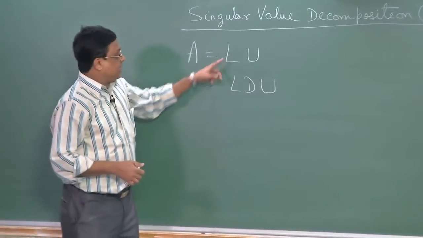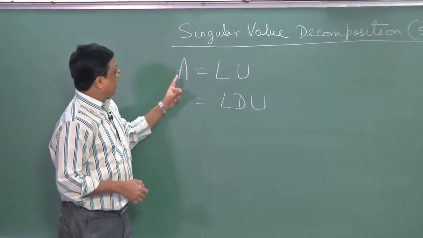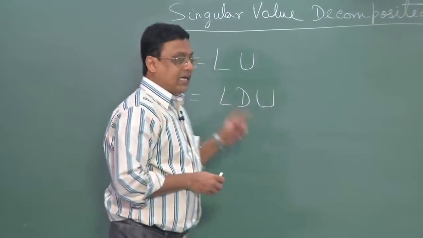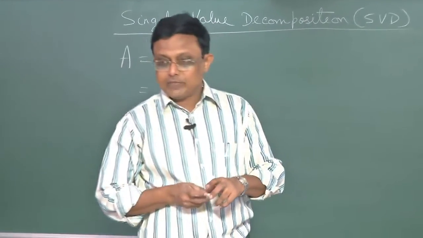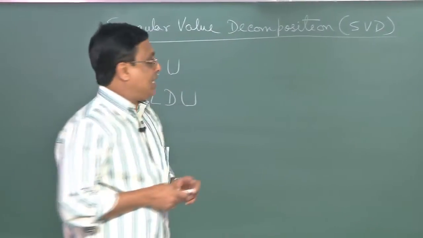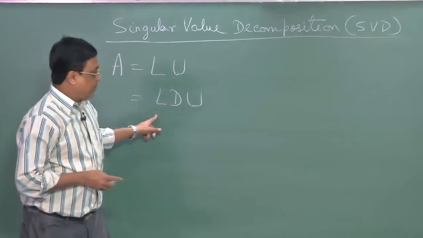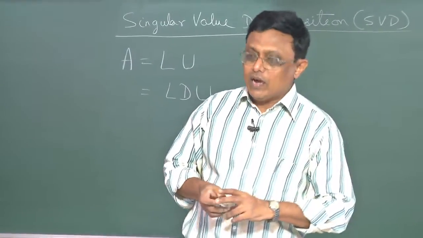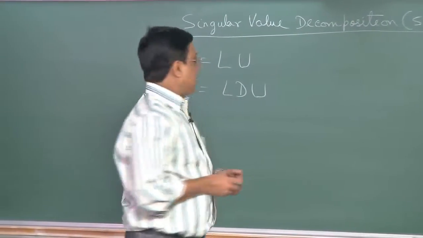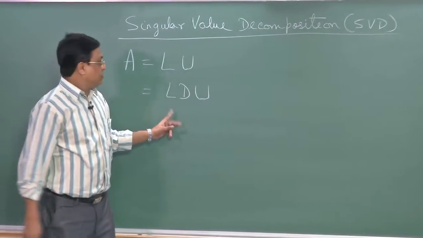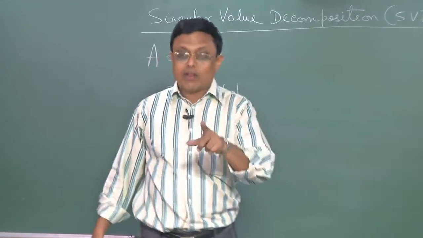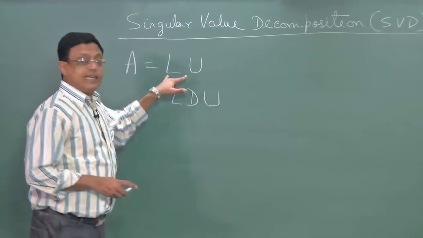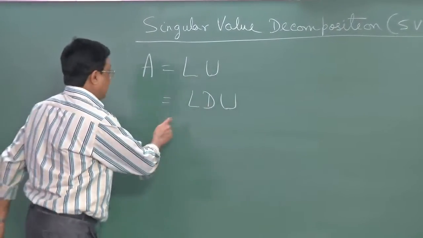This equal to does not mean that this L and U is the same as this. What I mean is that you can either split an A into L into U, or L, D and U, where D is strictly a diagonal matrix, L is a lower triangular matrix, and U is an upper triangular matrix. I repeat, L is a lower triangular matrix, U is an upper triangular matrix. In the special case of LDU, unlike LU, you should have ones in the diagonal of L and U, okay? Which is not guaranteed in the case of LU. Okay? You can check these few things.